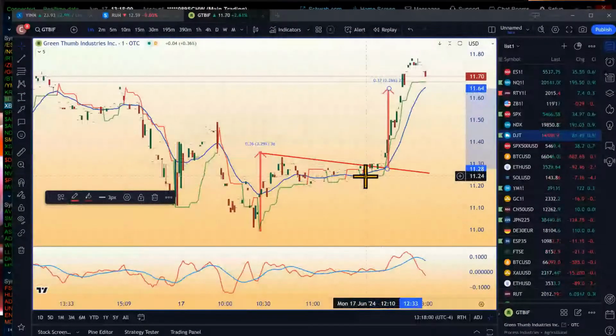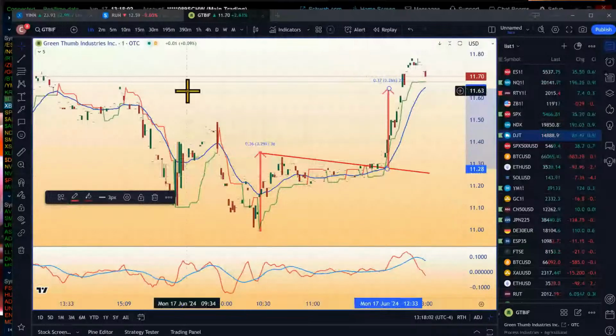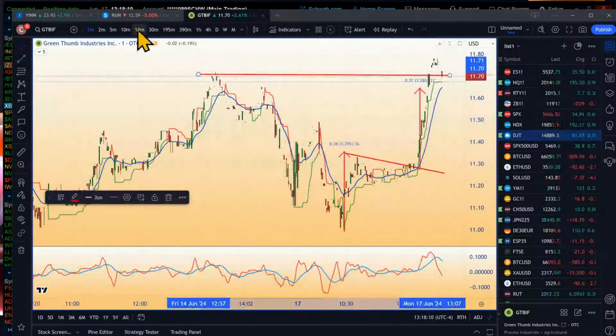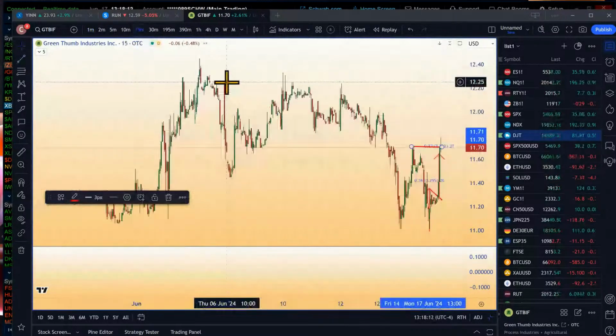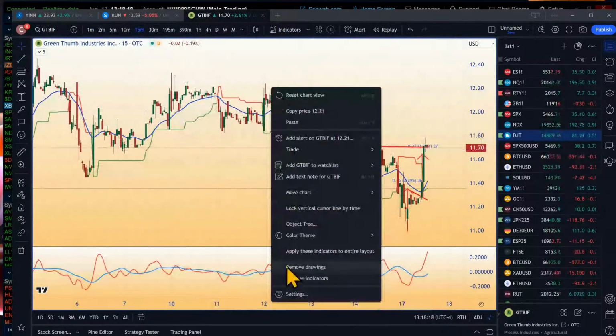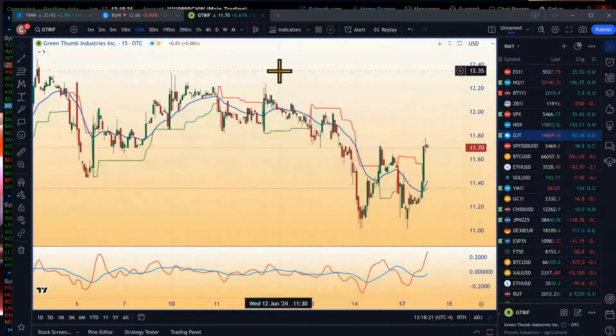Now, where was the resistance if you go backwards and look? You see it. That's why I have my order here. Right there. So where could it go now? Well, now you've got that nut to crack right there. So I'm going to take this off just because I'm bullish on this long term.